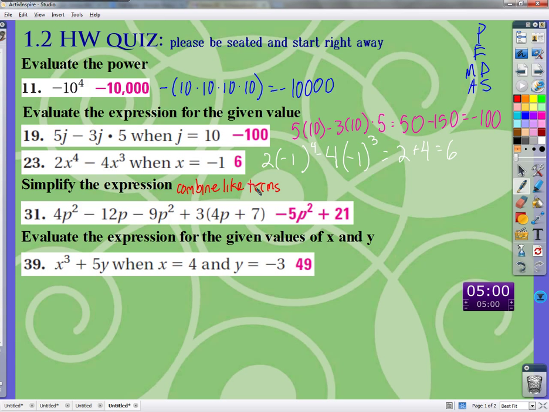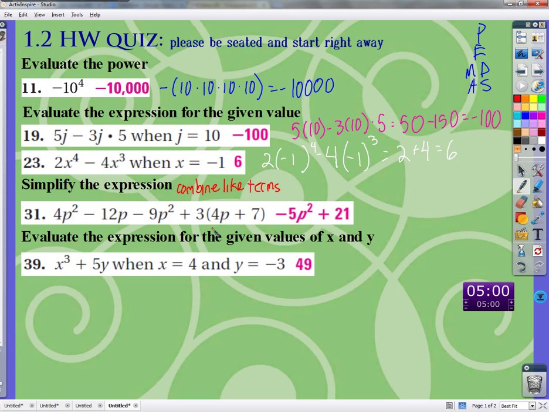What makes terms like? Exactly, those two things. Same variable, we got P and P, not P and Q, or R, or M, or anything. They're both P's, and they both are squared. So, both P squareds. So, can we put these together? Can we do 4P squared minus 9P squared? Yeah. We haven't multiplied yet.